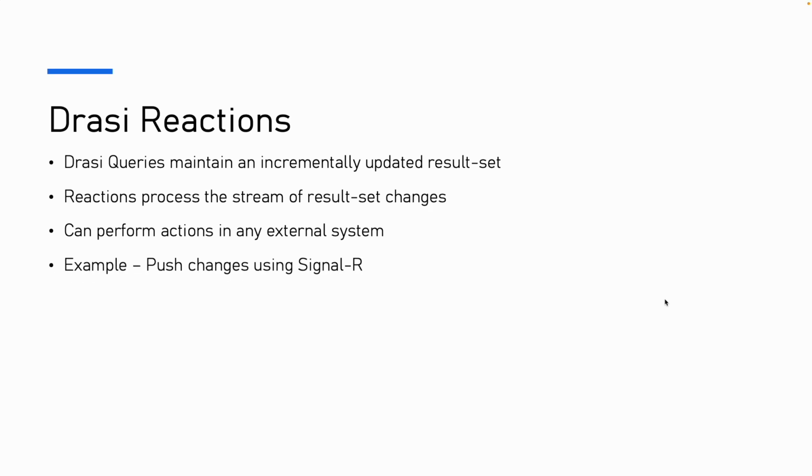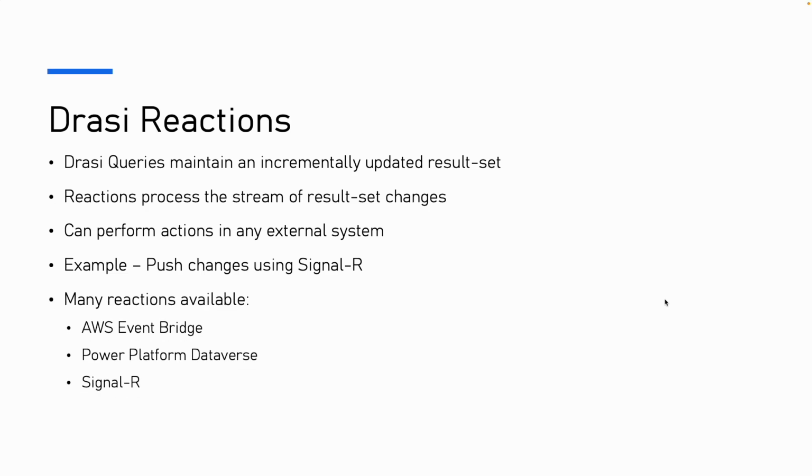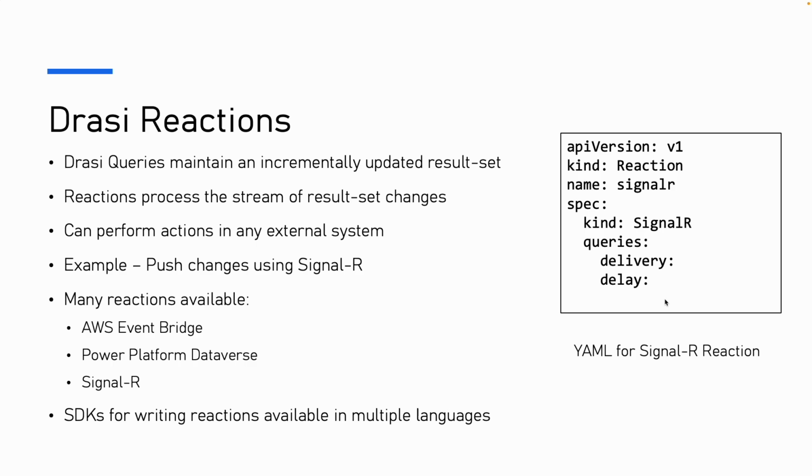A simple example that is relevant for our scenario is the signal_r reaction available in Drasi. This reaction can push changes to the front-end dashboards using WebSockets. Many reactions are available today, like AWS EventBridge, Power Platform Dataverse, and signal_r. There are also SDKs available in different languages, which can make it easy for you to write your own custom reaction. Here is how simple the YAML config for setting up a signal_r reaction in Drasi looks like.